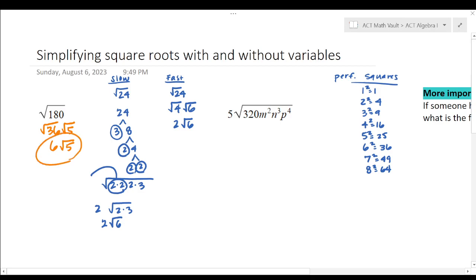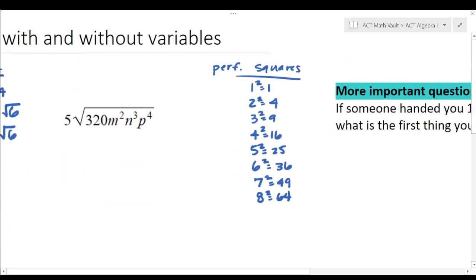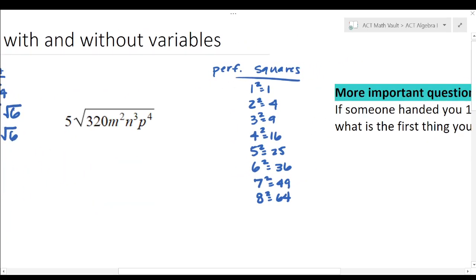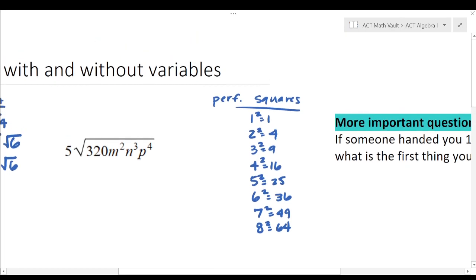Now, in the second problem, we have to think about variables a little bit. For variables, we have to remember the basic concept that x times x is x squared, right? So that means the square root of x squared is just x. Because with the square root, you're thinking what times itself would eventually get you to that product, that x squared. It's x. x times x is x squared.